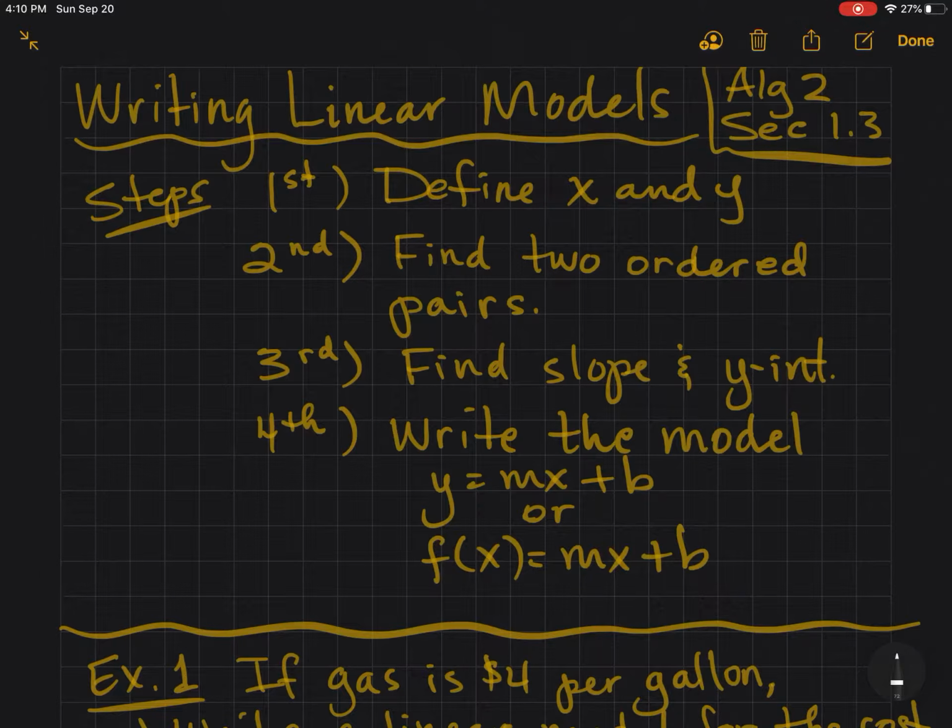Today's lesson is on writing linear models. I'm going to give you 4 steps to help you through this process. First, define x and y. Second, find two ordered pairs. For example, an x, y and another x, y.